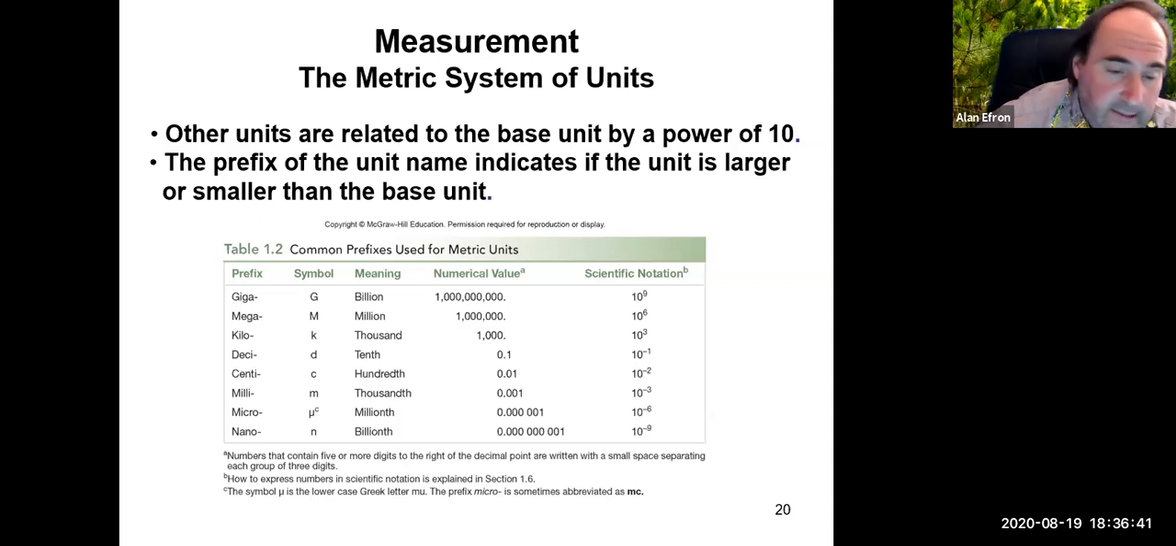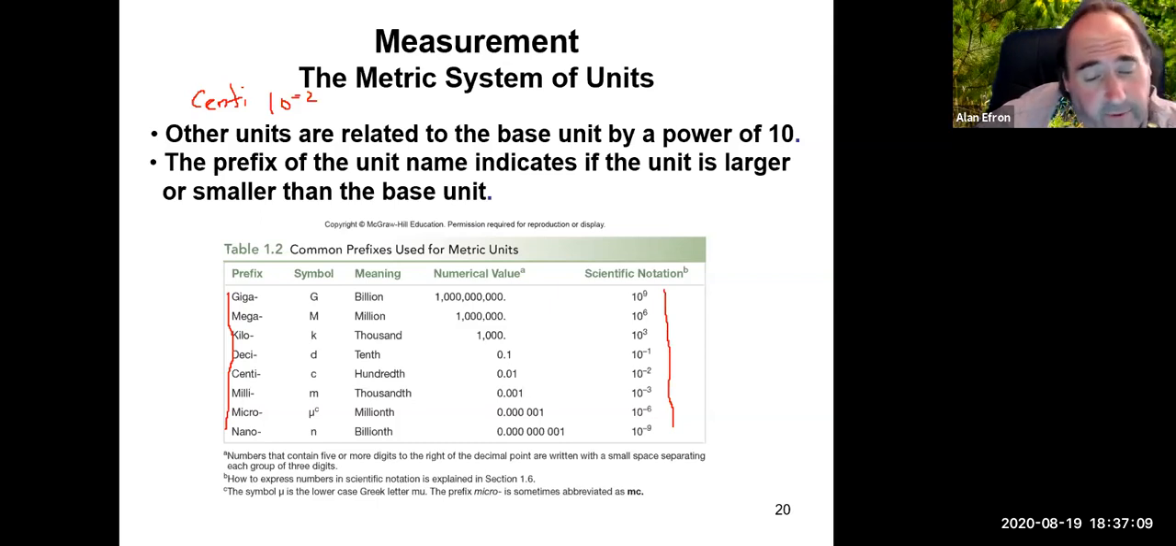So typically we take a look at our prefixes here and our times 10 part of what they mean. So for example, centi, if we look on that little table, centi means 10 to the minus 2. And when we see 10 to the minus 2 on the right-hand side of this table, 10 to the 2, 10 to the 3, whatever it may be, what that represents is, in one of the prefix units, that's how much there is in the base unit.